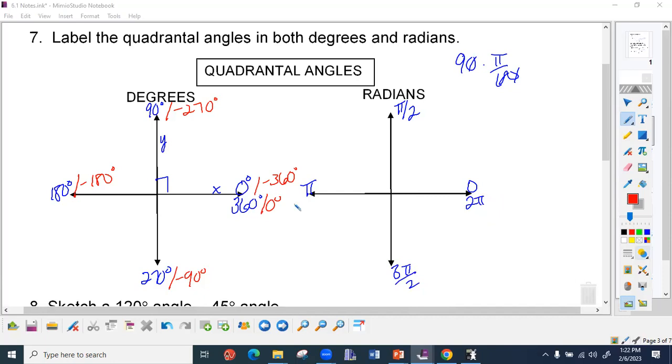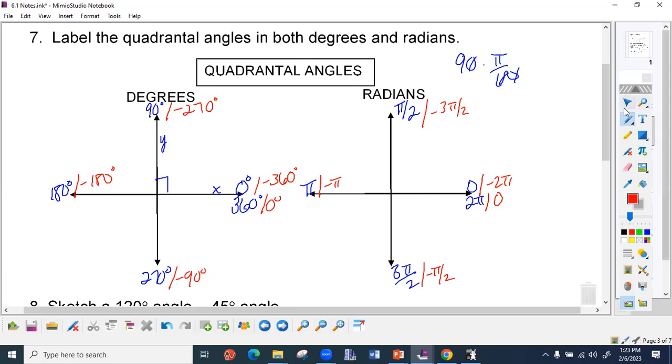Yes? All right. Now we're going to write in our negatives. So we have 0. Now we have negative pi over 2. Negative pi. Negative 3 pi over 2. And negative 2 pi. Okay, so the blue, that's our positive angles, right? The red represents our negatives, which just means that we rotated a different direction. Yes? Okay, every angle has a positive and a negative of it. Just like all numbers. Questions so far about the quadrantal angles?